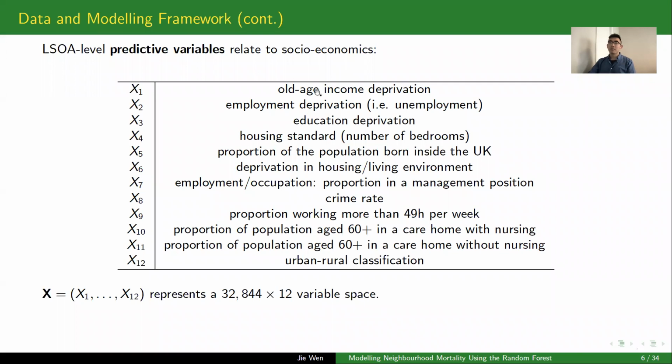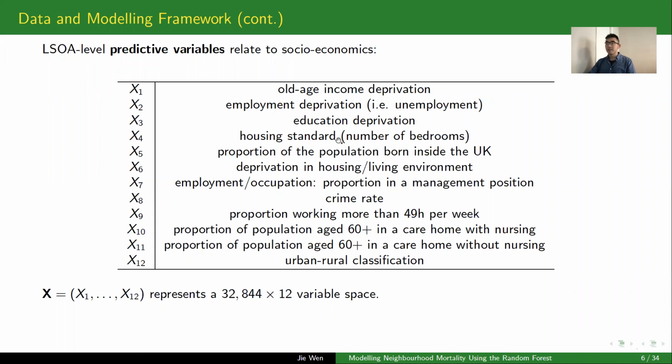Okay, now let's look at all of the predictive variables we use in constructing the model. There are 12 of them in total. From X1 to X9, the first 9 variables are about different aspects of socioeconomics. For example, X1 is the income deprivation score of the old age population within one LSOA. X2 is the employment deprivation score. X3 is the education deprivation score.